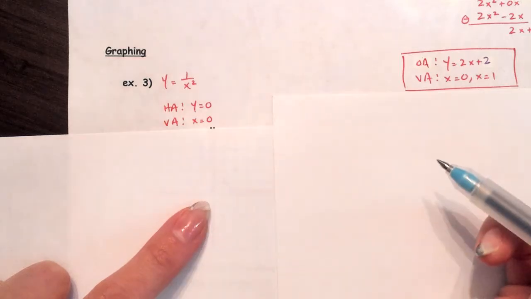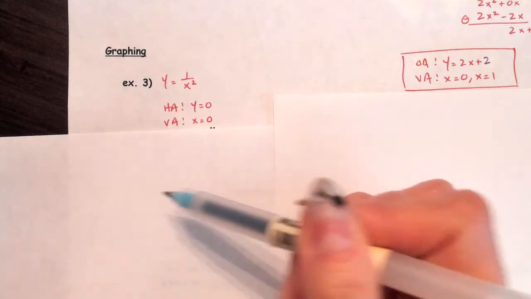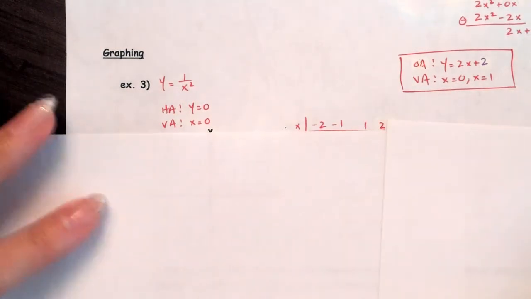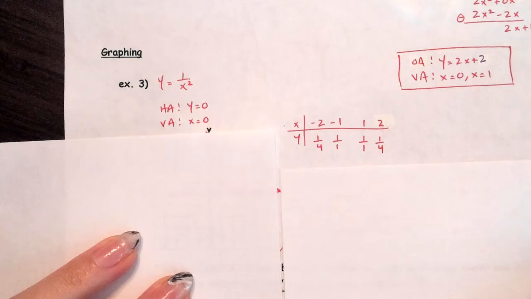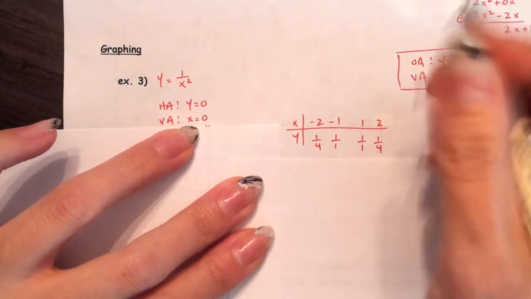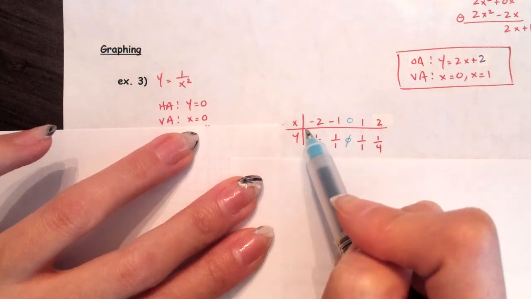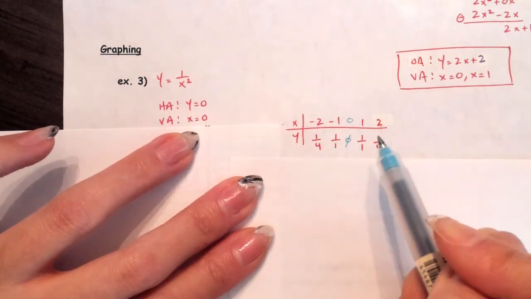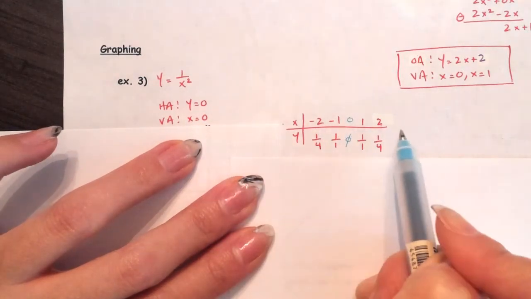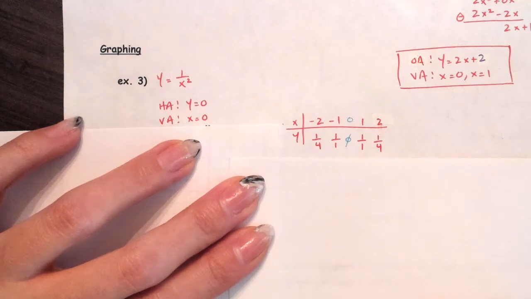You want to make a little xy table with at least 2 numbers to the left of your vertical asymptote and 2 numbers to your right of the vertical asymptote. So right here I have my vertical asymptote, which starts at x equals 0. If I put 0 in here, I get nothing. I want to go 2 to the left, 2 to the right, whatever those numbers happen to be. It doesn't have to be -2 and +2. Wherever I start, I go 2 to the left and 2 to the right. And then I literally plug in, use my t-chart, and write my answers.